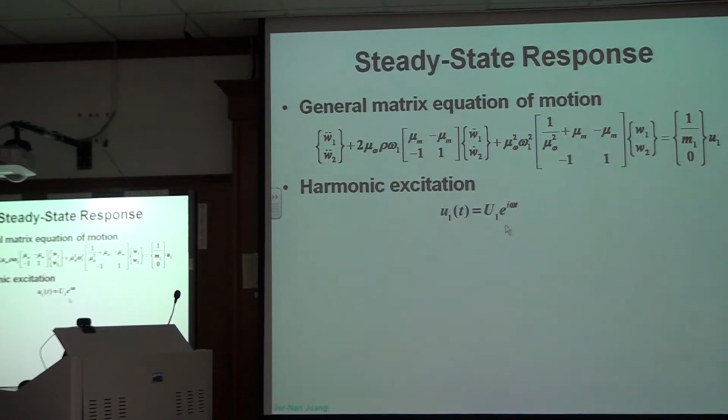Harmonic. What do you mean harmonic? It means either cosine or sine. That's what harmonic means. Okay, if you look at this, look at harmonic.